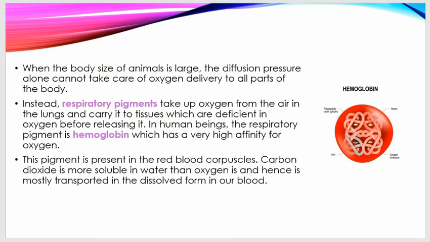Now, when the organism is a very small sized organism, let's just consider a single celled organism like amoeba, simply diffusion will help with the exchange of O2 and CO2. However, if the size of the organism is large, then the diffusion pressure is not enough to carry the oxygen to the different parts of the body. So, for organisms like human beings, respiratory pigments are found that have a very high affinity towards oxygen. And that respiratory pigment for us is hemoglobin.